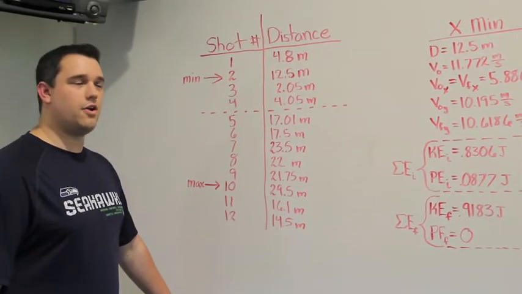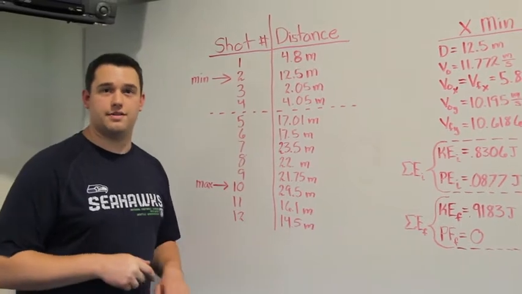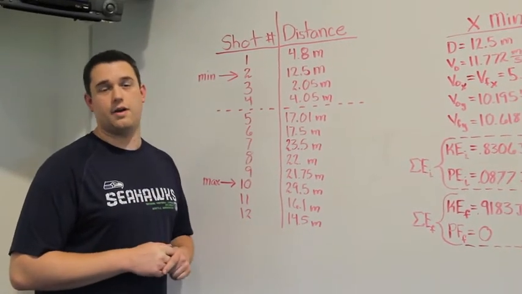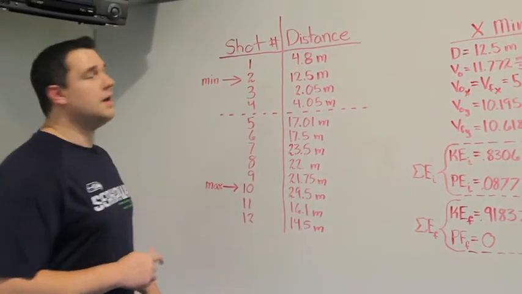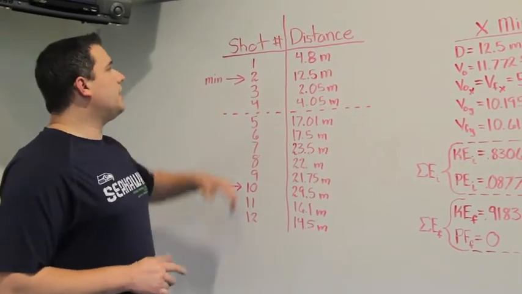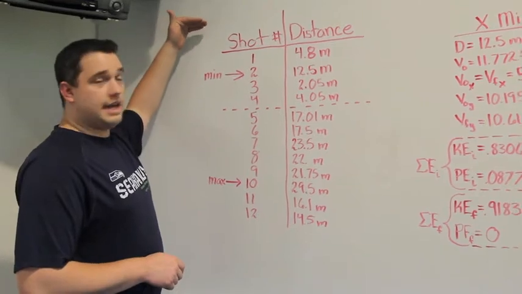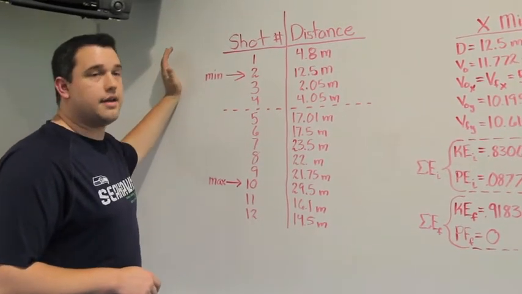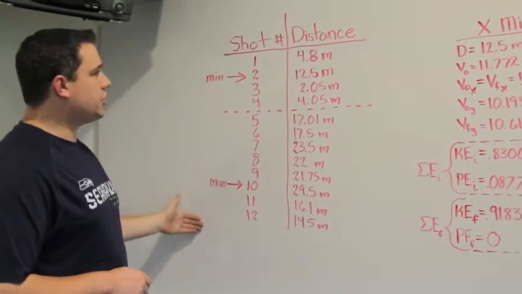Alright, now that Lars has gone over the calculations or equations that we use to calculate our numbers for our experiment, I'm going to go over our data and then how we applied that data. So here we start by just taking all of our shots and collecting data. So we took 12 different shots.